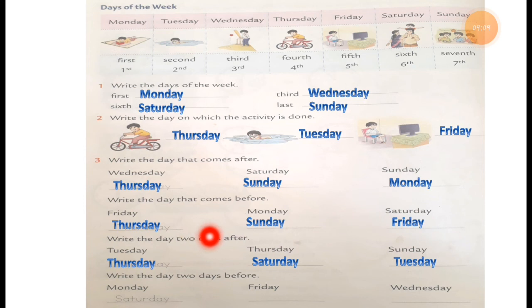Now write the 2 days before. Monday, Sunday and Saturday. So you have to write down Saturday here. Now here is Friday. Before Friday, it's Thursday and Wednesday. So write Wednesday here. Then Wednesday: before Wednesday, it's Tuesday and Monday. So the answer is Monday. You have to write down all the exercises in the fair book, and if you have the textbook, you can write in the textbook also.